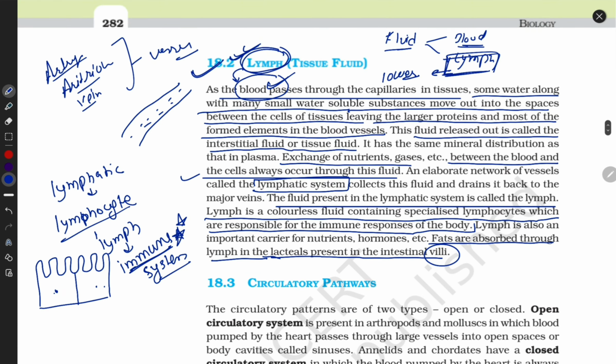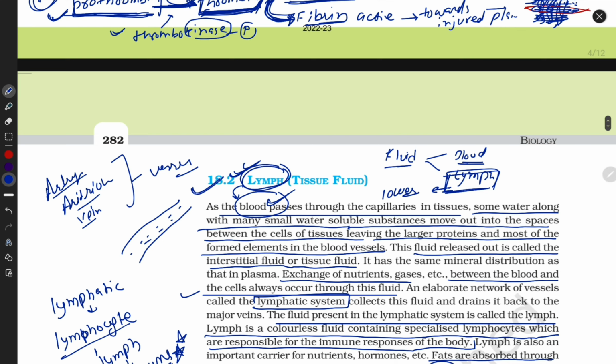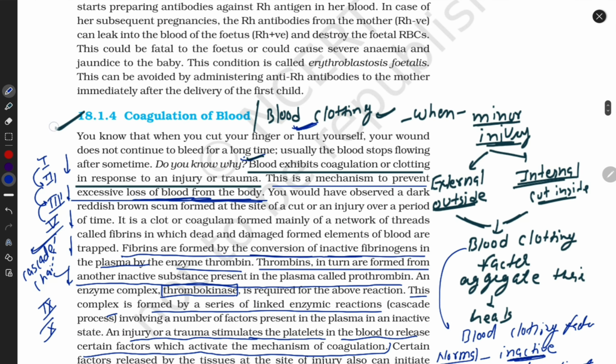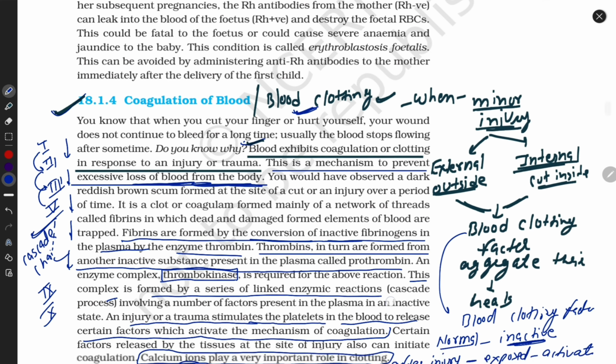Okay, so that's all about lymph, and this is all about coagulation of blood. So that's all for now.